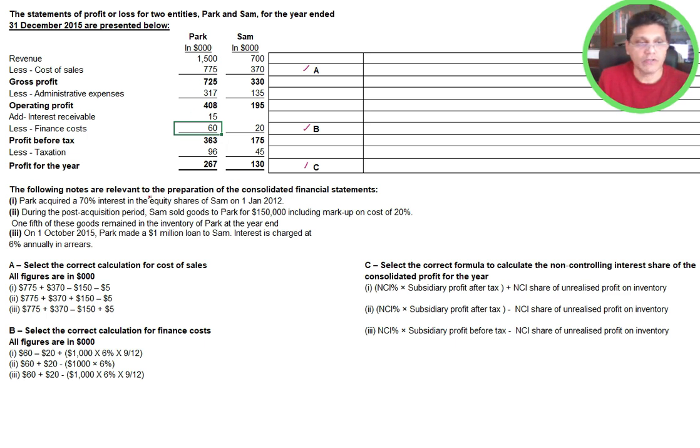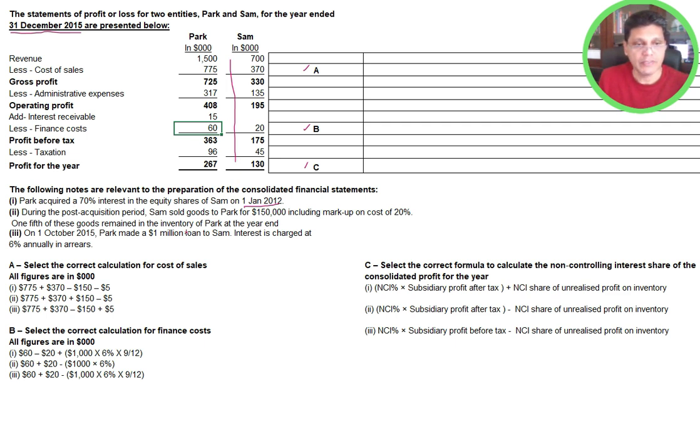And also you are given the following notes. Park acquired 70% interest in the equity shares of SAM on 1st January 2012. However, you are given the financials on 31st December 2015. So therefore, there is no pre and post profit elimination here. We don't need to identify pre and post profit. The entire profit given here is all post profit.